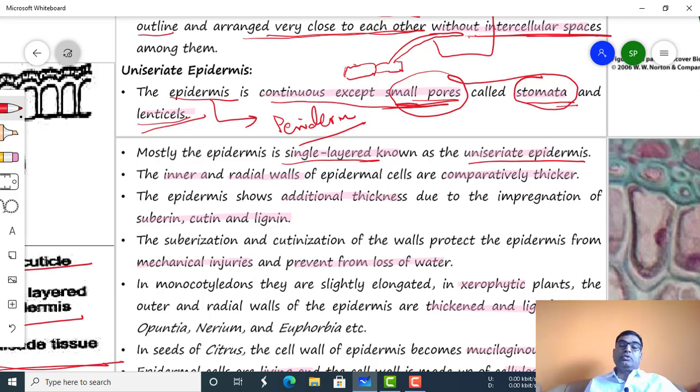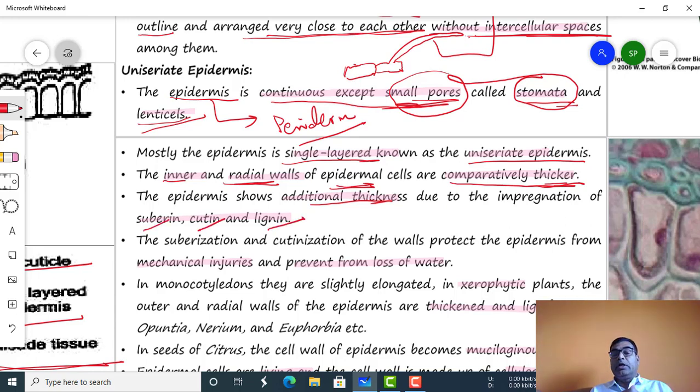Inner and radial walls of the epidermal cells are comparatively thicker. The epidermis shows additional thickness due to the impregnation of either suberin, cutin, or lignin. If impregnation of suberin is present, it is called suberization. If impregnation of cutin is present, it is called cutinization or cuticularization. In the same way, deposition of lignin is called lignification.